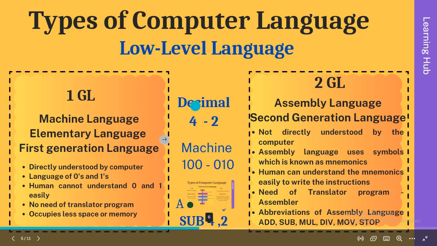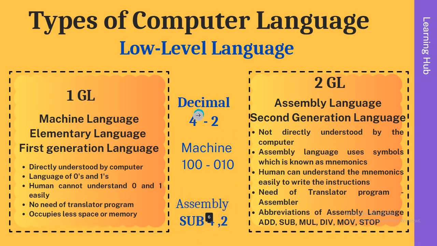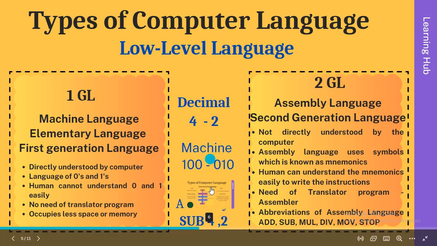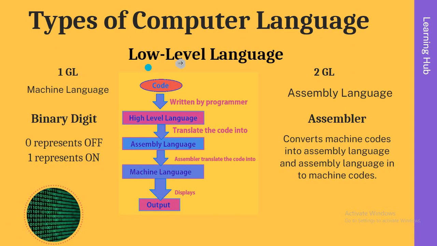If you want to subtract 4 minus 2, in machine language that is written in 0 and 1 form, 100 minus 010. That is the coding in machine language, and in assembly language, it is SUB 4, 2. That is how it is written in an assembly language.